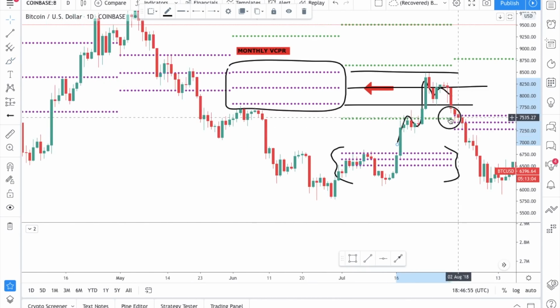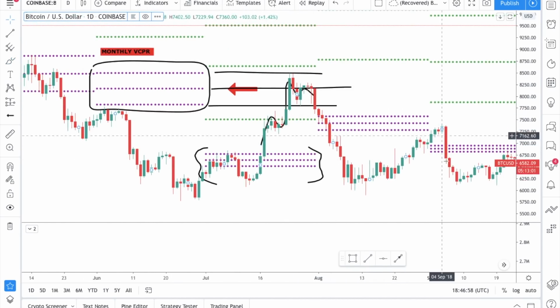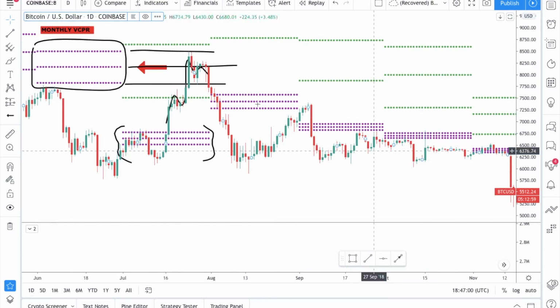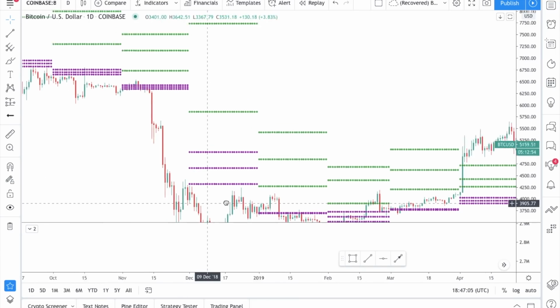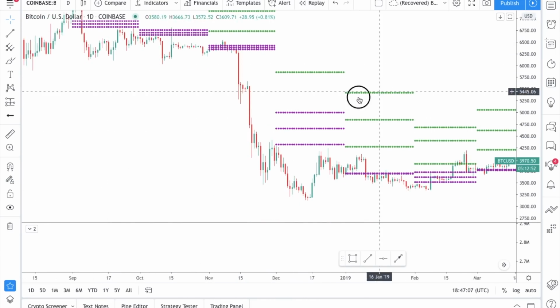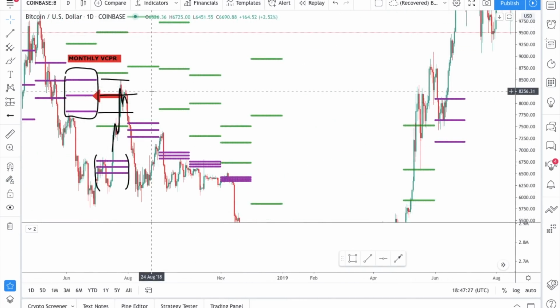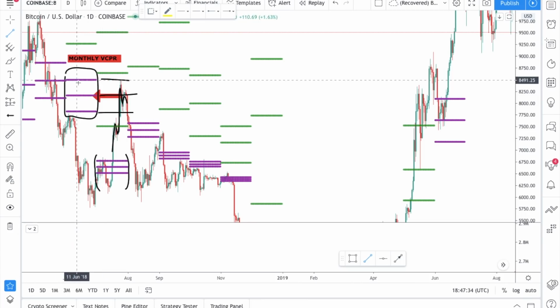So what happened after that? Look at this price move. It went downwards and downward and downward. It never had the chance to cross over it. That's why, if you spot, look at this price fall right after that, never got a chance to go upward. That's why, guys, it's very profitable if you can spot this kind of monthly VCPR in your chart. And if you also notice, look at this one right here, this was the monthly VCPR.